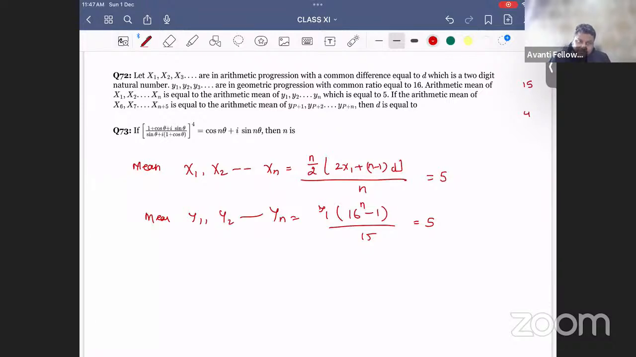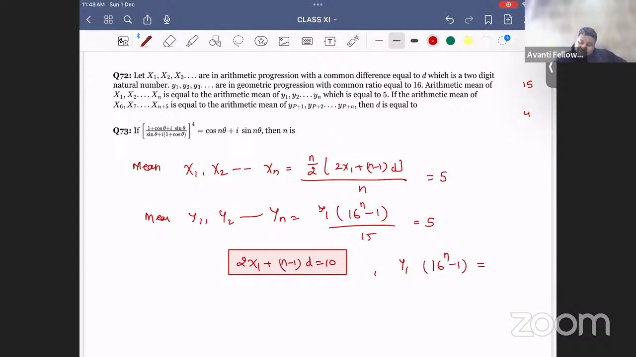So 2x1 plus (n minus 1) into d is 10, one relation. Then y1 into (16 to the power n minus 1) is 75, another relation. Got it? Okay, this is mean, so I also have to divide by n, 75n.